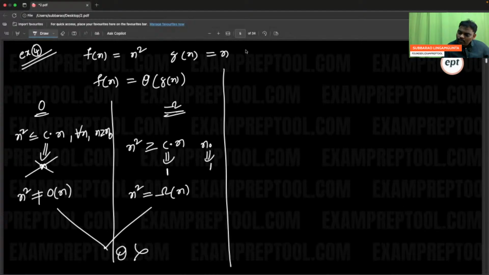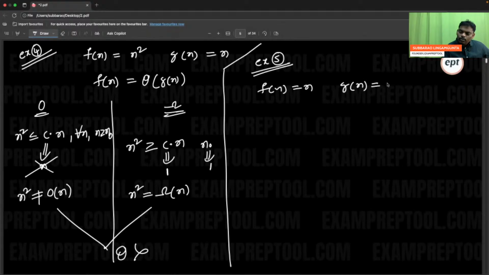Let's go to example 5. In a similar way, I am giving one more example. See this one, example 5. See the similar story. f of n is equal to n, g of n is equal to n square.